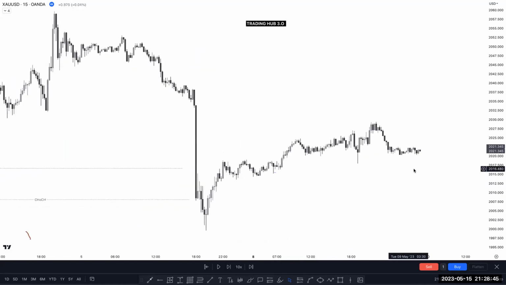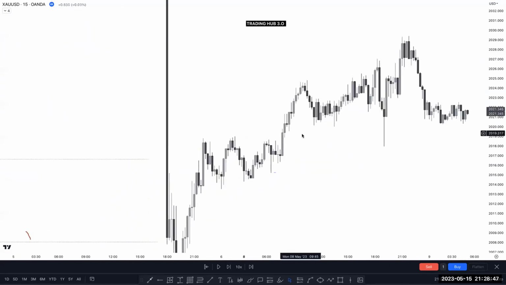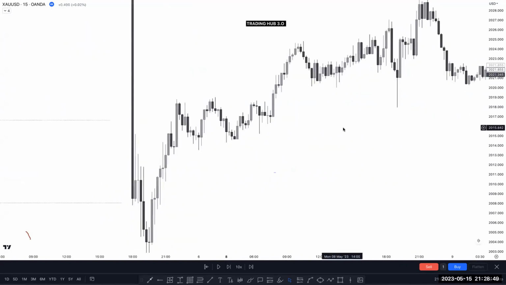Look at this one. First of all, to mark any structure, higher high, higher low, you have to start from the bottom of the structure or the top of the structure. If the market is bullish, then you have to start from the bottom of the structure. In this case, you can see if there is any order block, sorry, valid pullback.